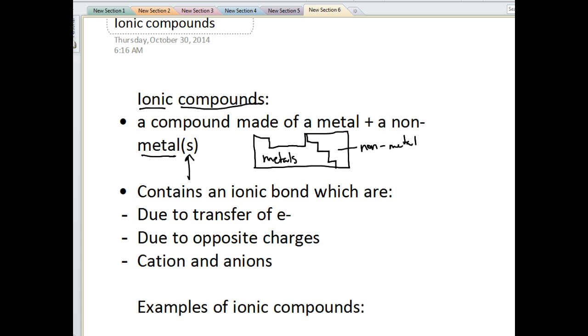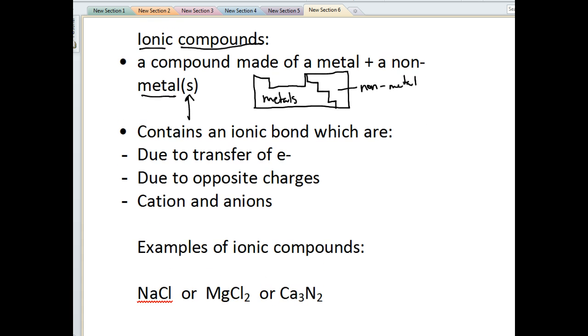Let's talk about what holds these guys together really quickly. These have what's called an ionic bond. That's what holds metals and nonmetals together, and it's due to a few things. One, it's due to a transfer of electrons. When we transfer electrons, either lose or gain, we form positive or negative charges. Then there are opposite charges, and opposite charges are attracted to each other. Positives are attracted to negatives, so they come together to form this compound.